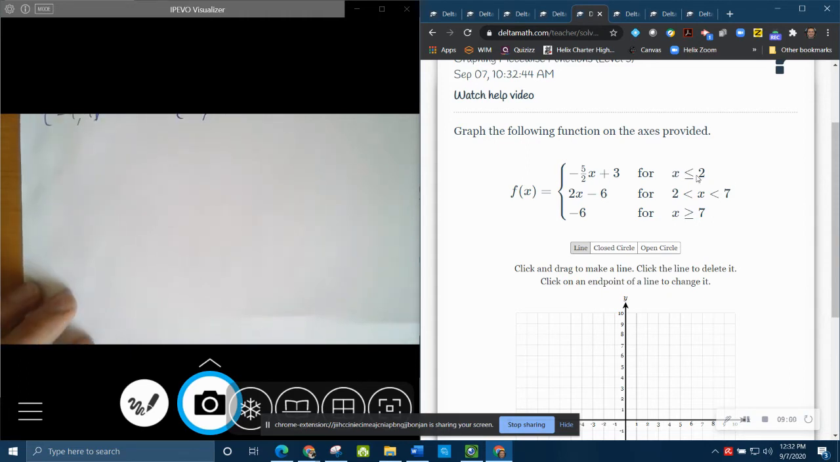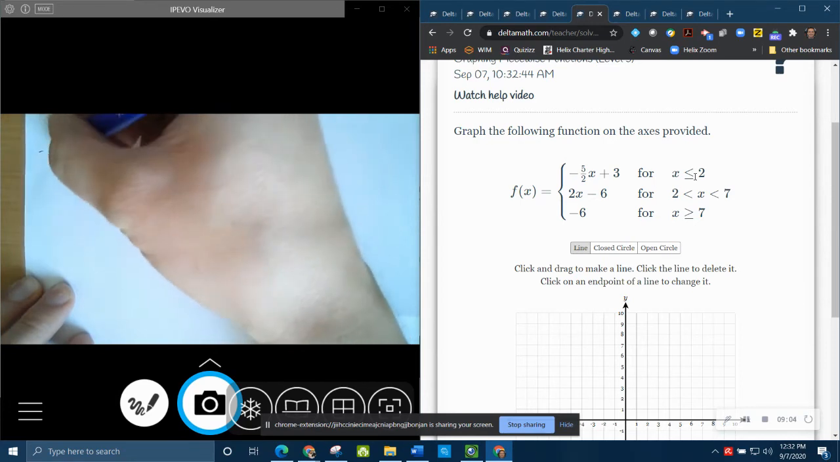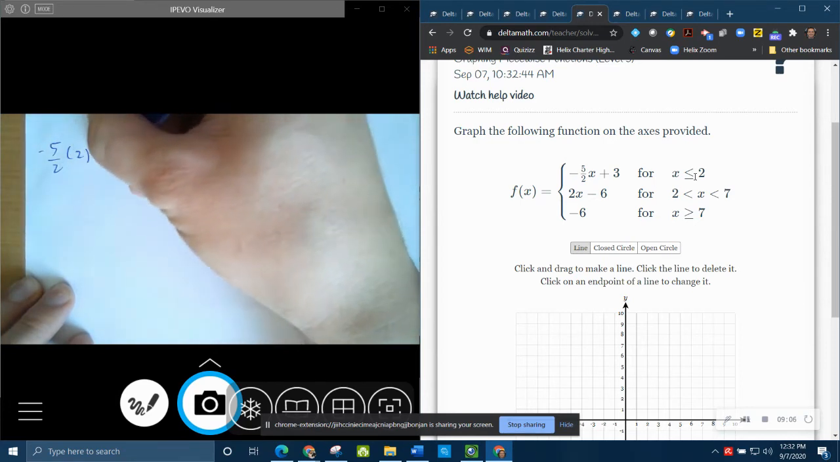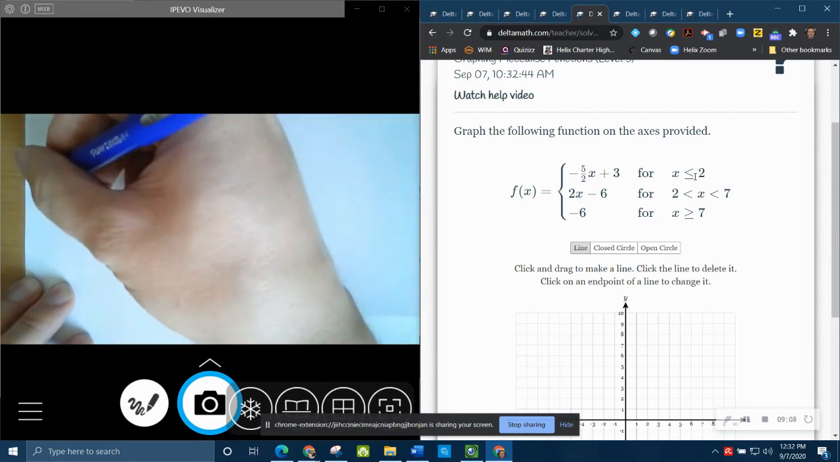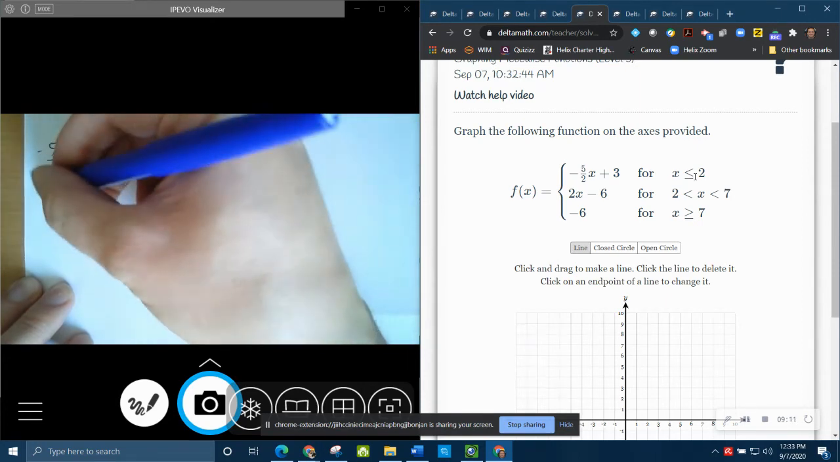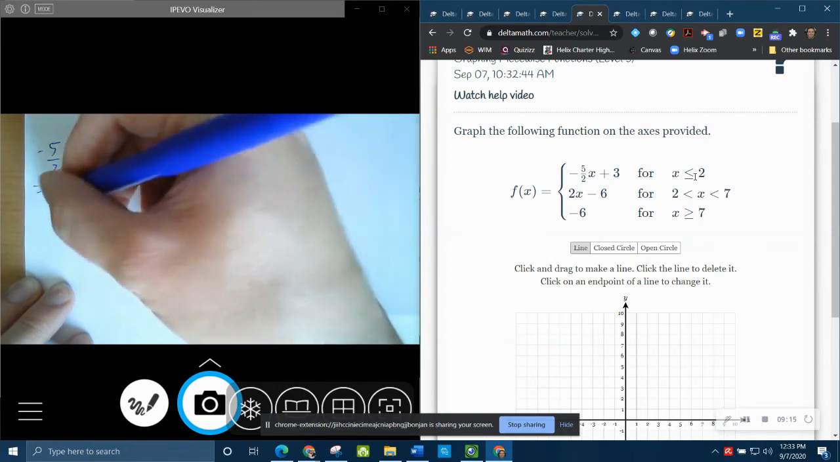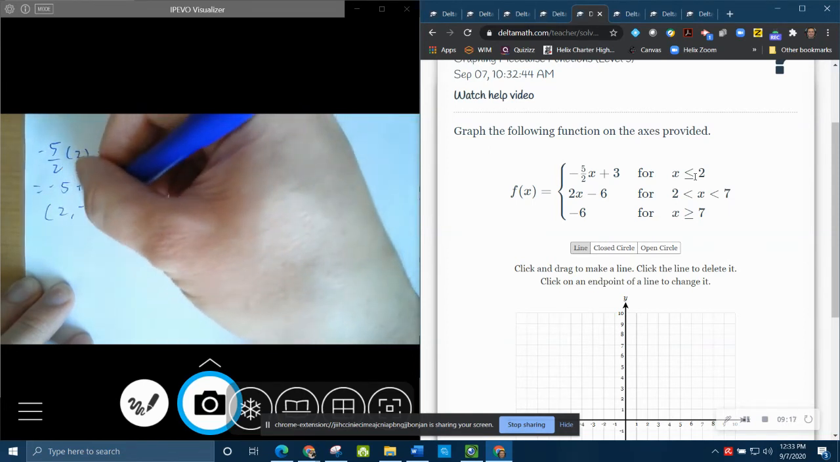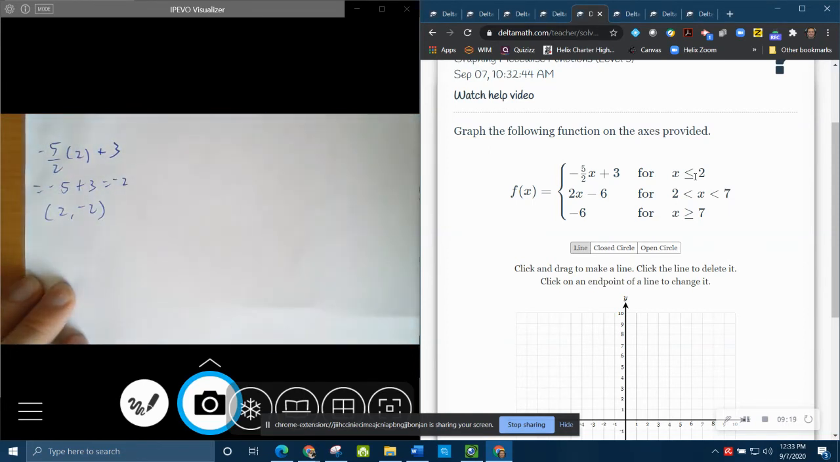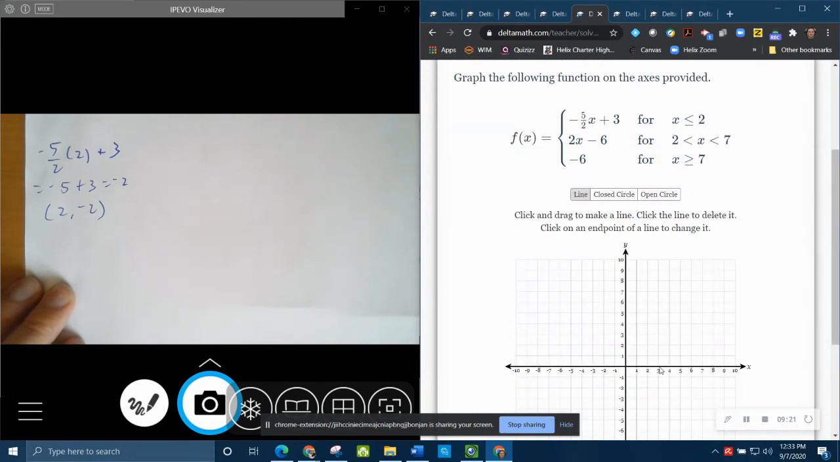So this section right here, I'm going to figure out what's going on at 2. So I'm going to say -5/2 times 2 plus 3. So the 2's will cancel out. So I'll have -5 plus 3, -2. And so I've got 2, -2 is the point right here. So 2 and -2, I'm going to click and hold down so that I can move this other point around.